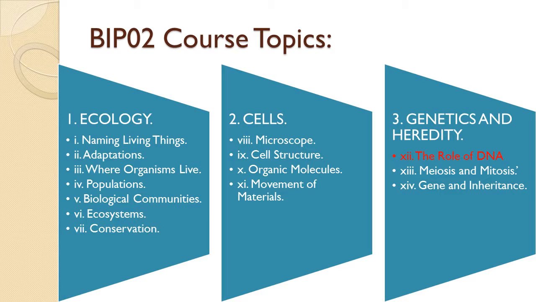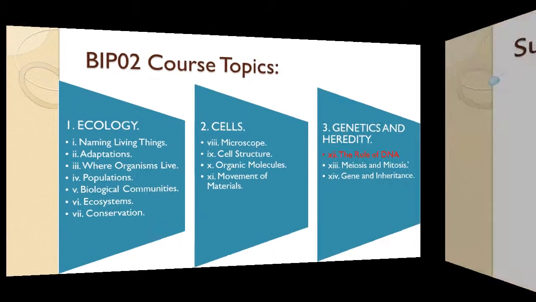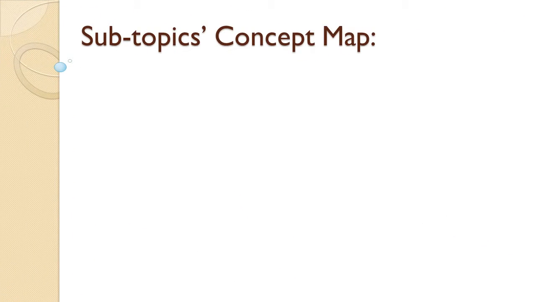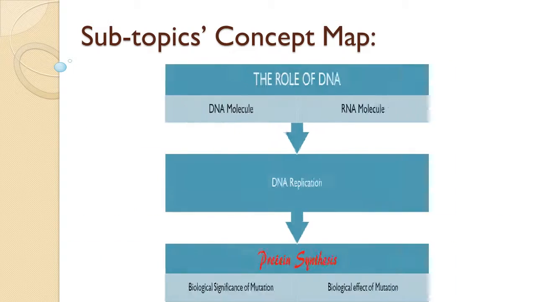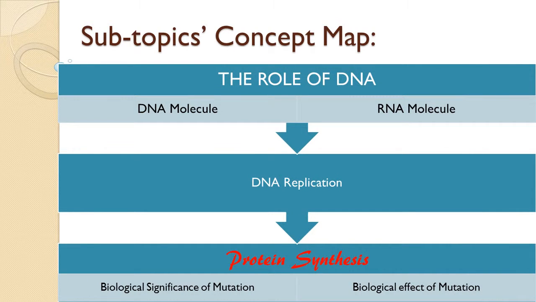On the third topic, particularly on unit number 12, that was the portion of this course that has been identified for the microenvironment design. It is on the role of DNA. This subtopic is also divided into different components as shown on this concept map. Each component's knowledge will contribute to the next.